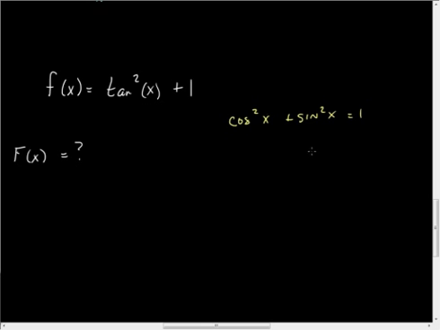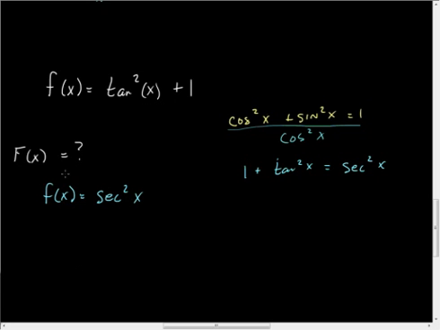Okay, now I need tangent. I have sines. I need to divide by cosines. So if I divide by cosine squared x on both sides here, then I get 1 plus tangent squared x is equal to 1 over cosine squared, which is secant squared x. Okay, so now instead of writing it as tangent squared, I can write tangent squared plus 1 as secant squared. And so now I have the antiderivative is equal to the integral of secant squared x dx, which we all know by now is just tangent of x plus c.